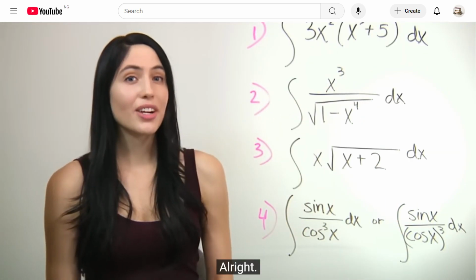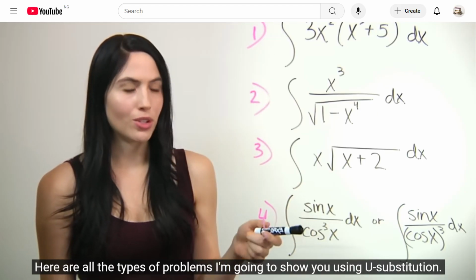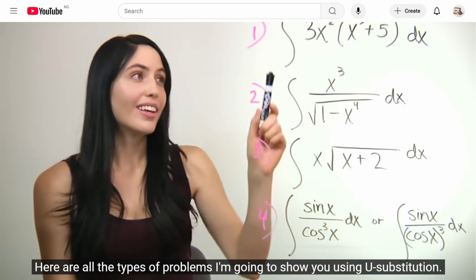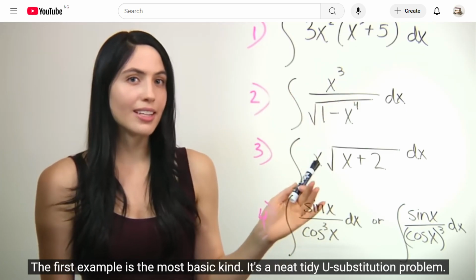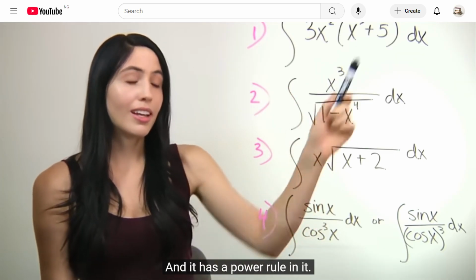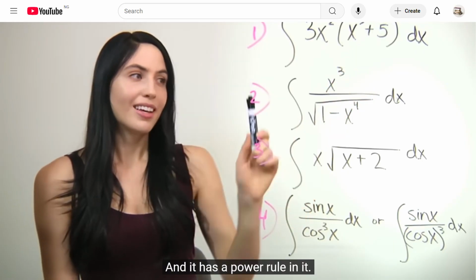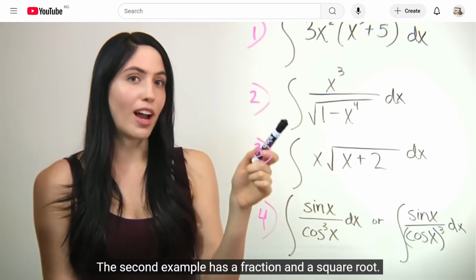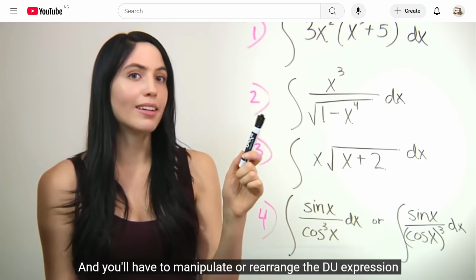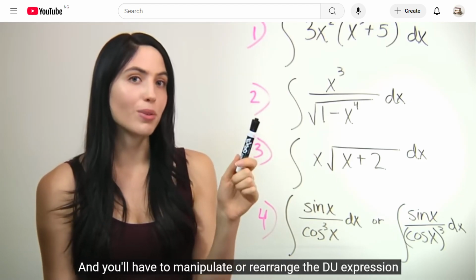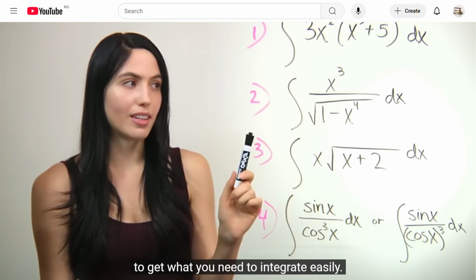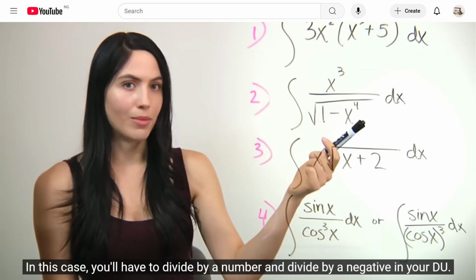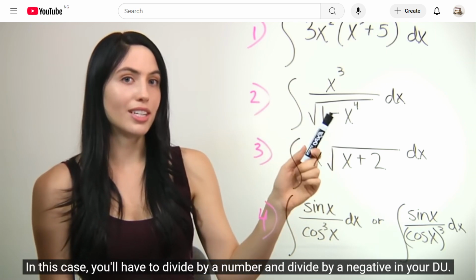All right, here are all the types of problems I'm going to show you using U substitution. The first example is the most basic kind. It's a neat, tidy U substitution problem, and it has a power rule in it. The second example has a fraction and a square root, and you'll have to manipulate or rearrange the du expression to get what you need to integrate easily. In this case, you'll have to divide by a number and divide by a negative in your du.